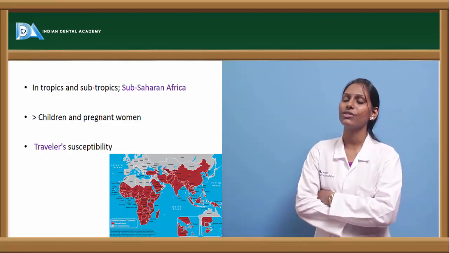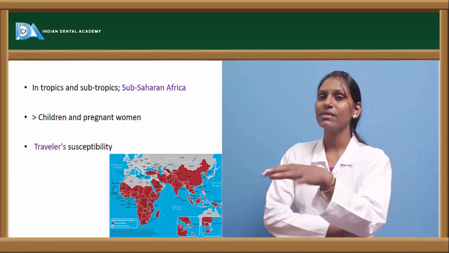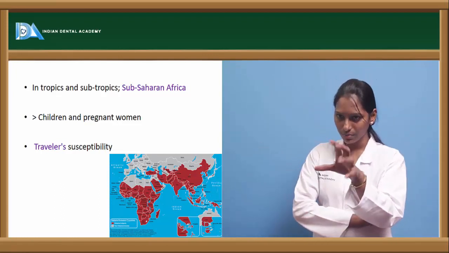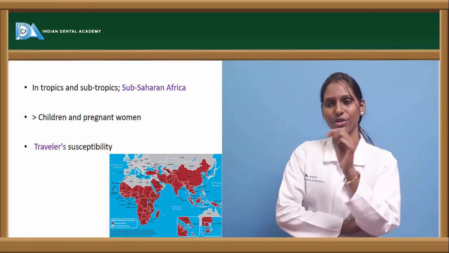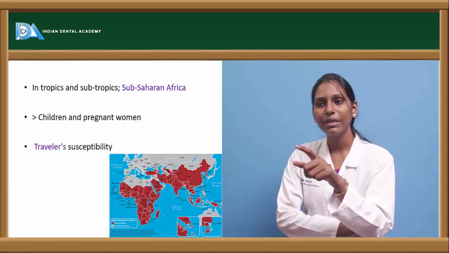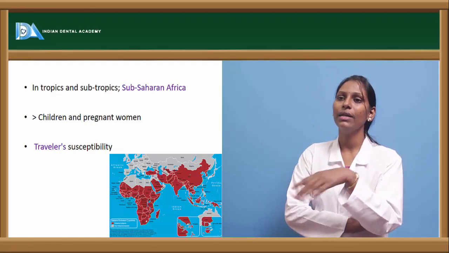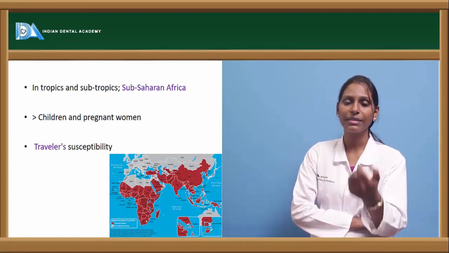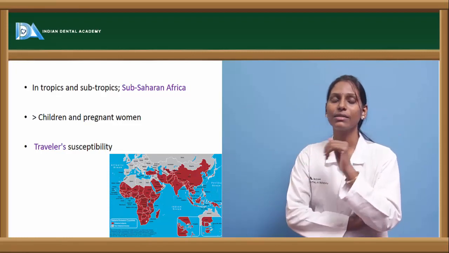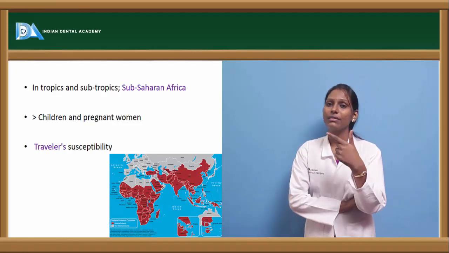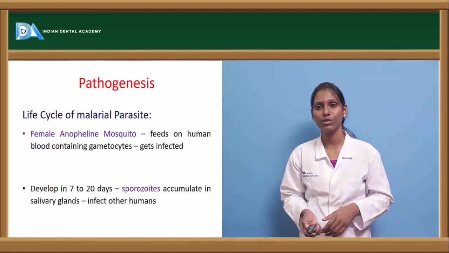Here is a picture showing the areas which are most commonly affected. The areas in brown on the map are most commonly affected by malaria. It is endemic in nature. So when people travel from these endemic regions to other regions, and when people come here from such countries, there is more risk of encountering this disease. This is traveler susceptibility in malaria.